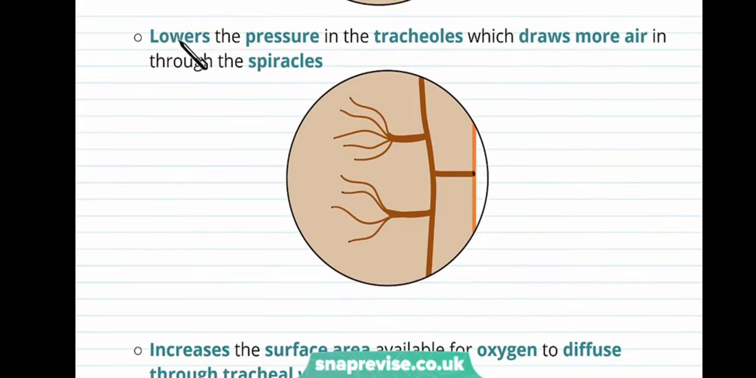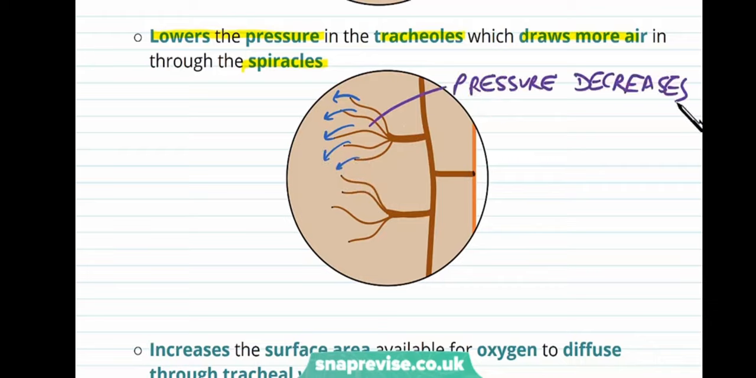So another thing that this movement of muscles does is that it lowers the pressure in the tracheoles, drawing more air in from the outside. So if you imagine the muscles are moving, the fluid's being drawn out of the tracheoles, again using that oxygen, and then what happens is because the fluid is leaving, the pressure now goes down. And because the pressure has gone down over here, it's going to draw air in from the outside through these openings, which, as we've labelled before, are the spiracles.